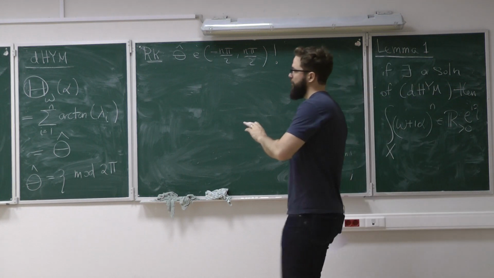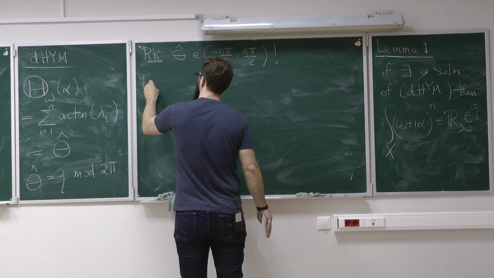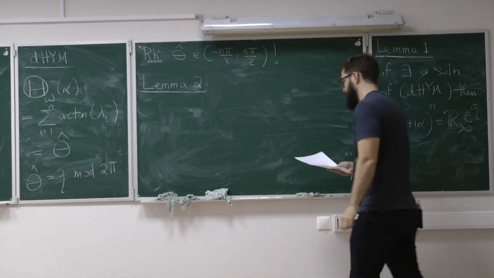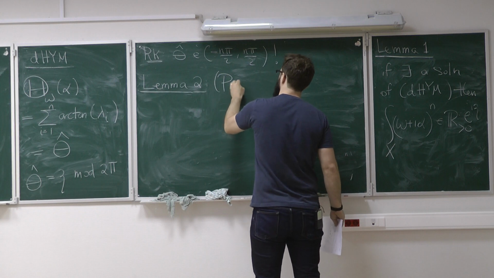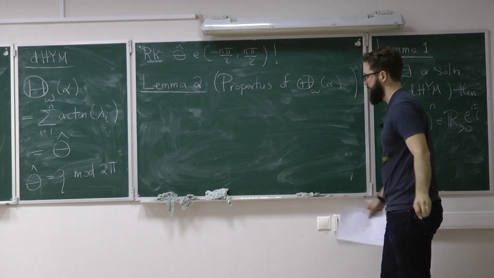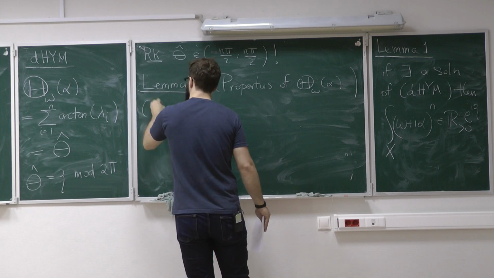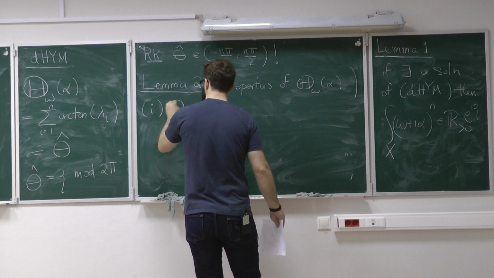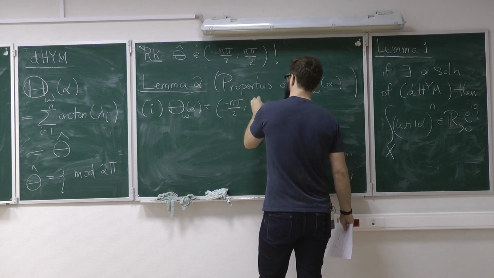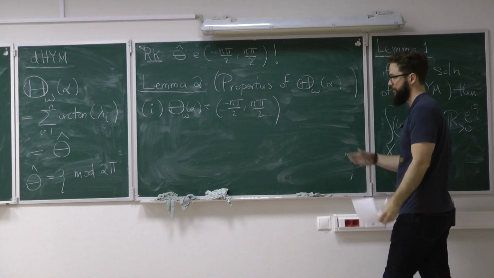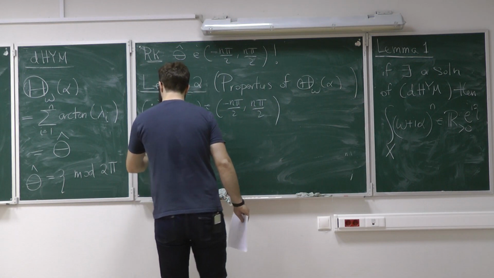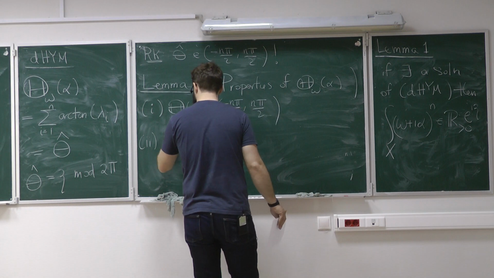Okay, so let me list a few properties of this operator, which are going to play a role in what I say. These are just properties of this elliptic operator. The first property I already mentioned: this operator is valued in minus n pi over 2, n pi over 2, so it's a map from X into this set. Second, regarded as an operator, this is elliptic.